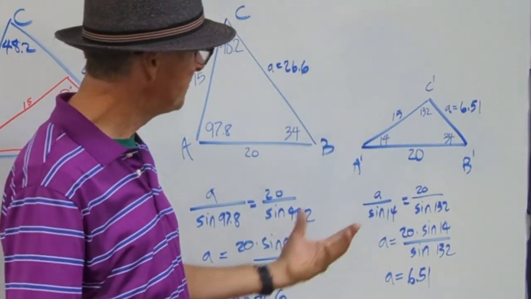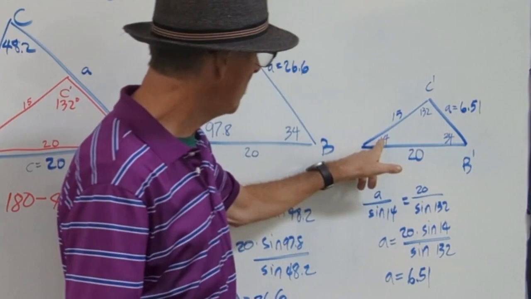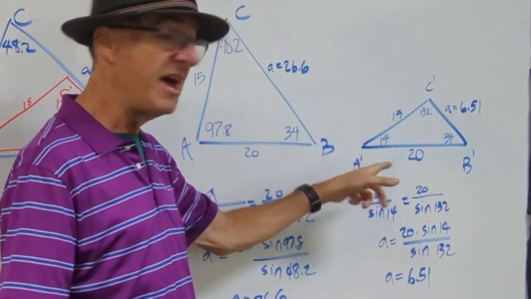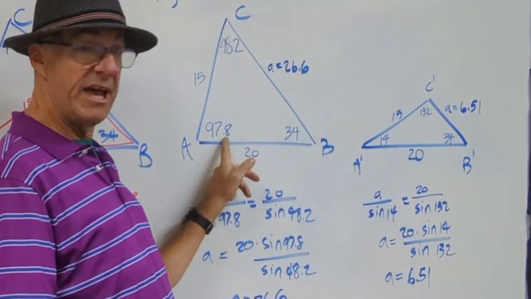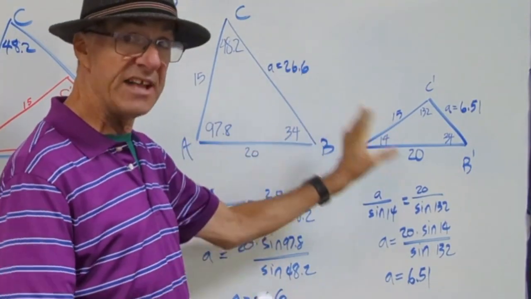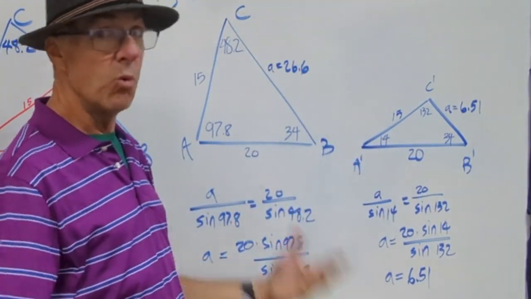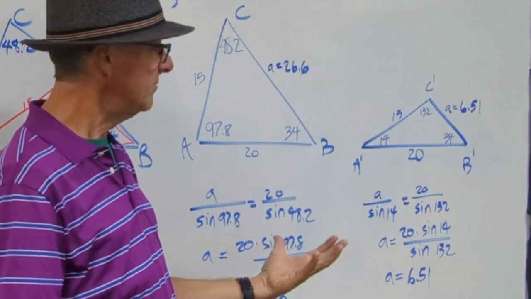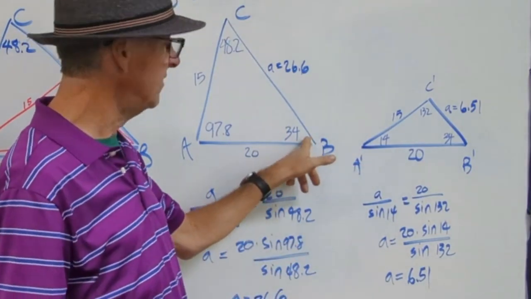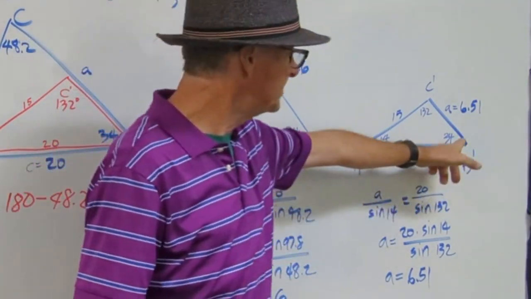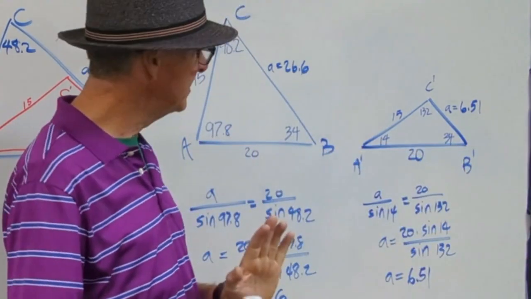Now, if we scoot over here, I've taken this little red triangle and drawn it alone by itself. Then done the same thing. I subtracted these two from 180 to get 14 for angle A. So instead of 97.8, now it's 14. But that's okay because it wasn't specified by our problem. Remember, our problem only gave us one angle, and that was angle B. So angle B is still 34, so we haven't violated that.